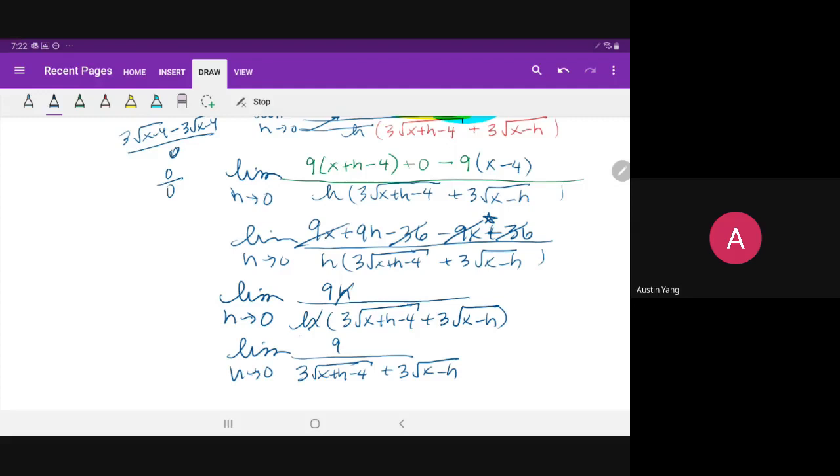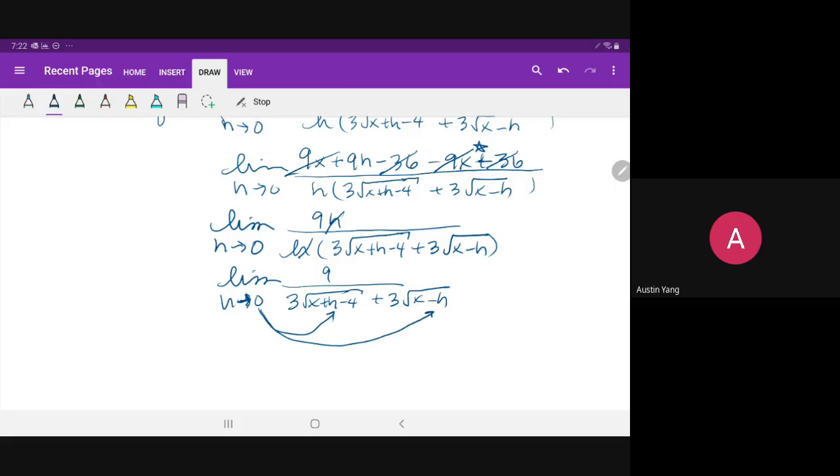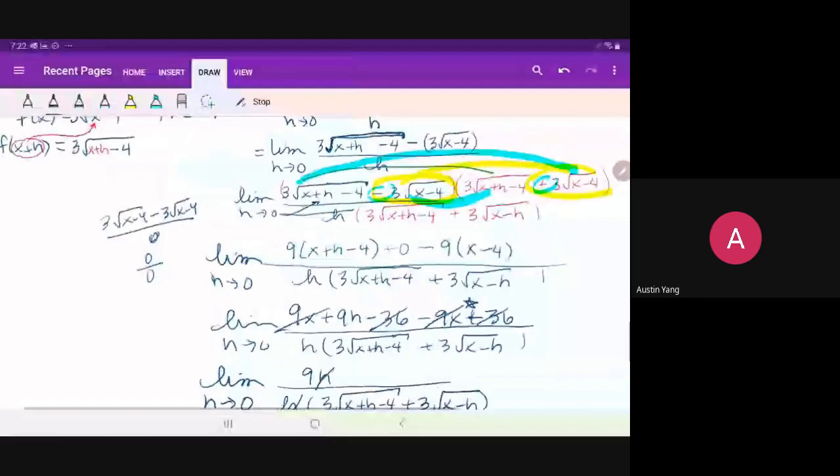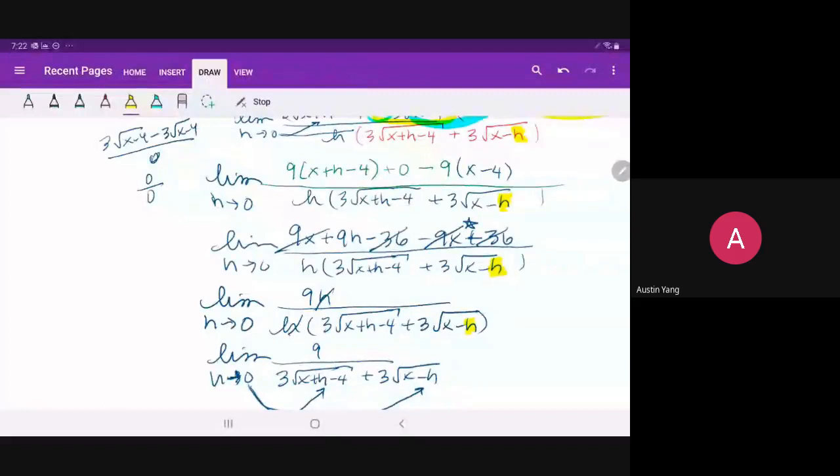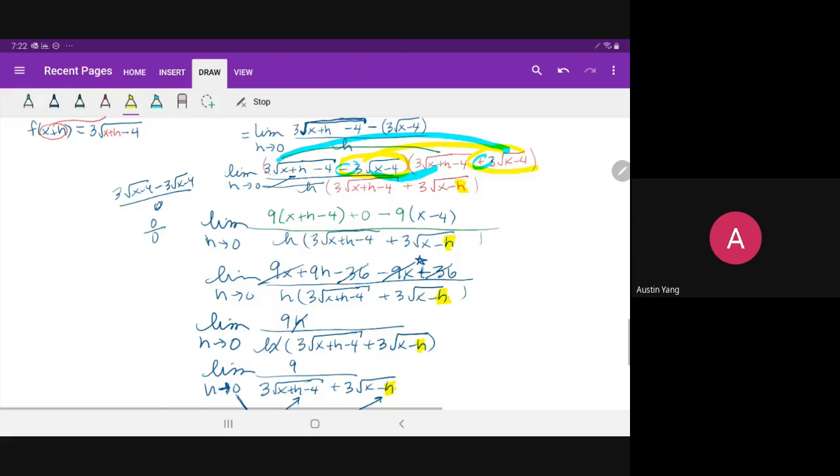Okay. Substitute the h equals 0 in. Oh, was that supposed to be x plus h? Oh, you guys, that's not x. I made an error. This is an error. That's an error. That's an error. That's an error. You guys, what's that supposed to be? That's what I thought. It's supposed to be plus h, right? But it's not.